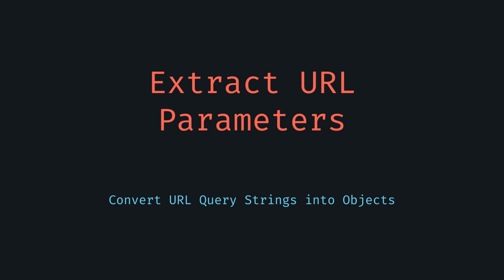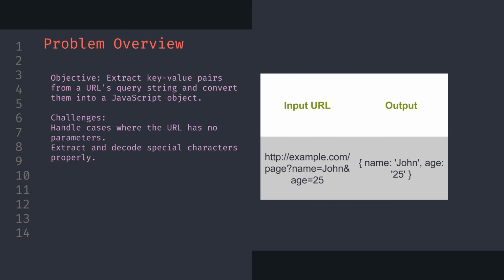Welcome to today's session. We will explore how to extract URL parameters and convert them into an object in JavaScript. This can be extremely useful when working with query strings in web development. The goal is to pass the query string in a URL and convert the parameters into a JavaScript object. We will handle both scenarios where parameters exist and where they don't.